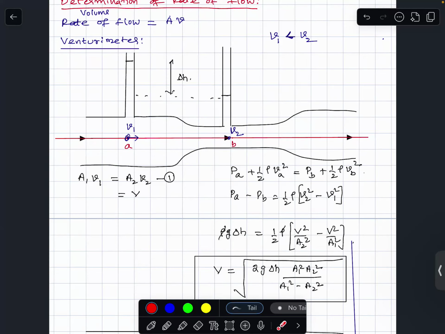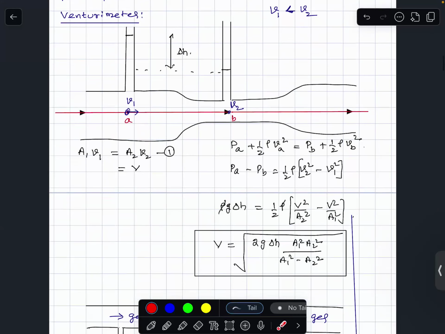PA plus half rho VA square is equal to PB plus half rho VB square. PA minus PB is half rho (V2 square minus V1 square). PA minus PB is the pressure difference across these 2 points. How do you know? Last week we studied that the pressure difference across these 2 points is the same as the pressure difference across these 2 points with a static liquid. Yes or no? And what is that? Rho G delta H. So rho G delta H is equal to half rho (V2 square minus V1 square).